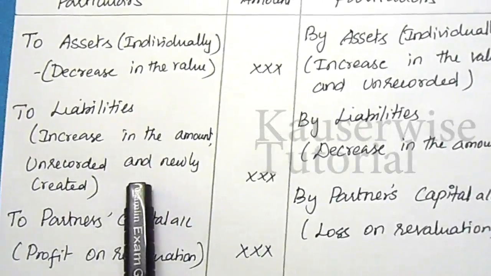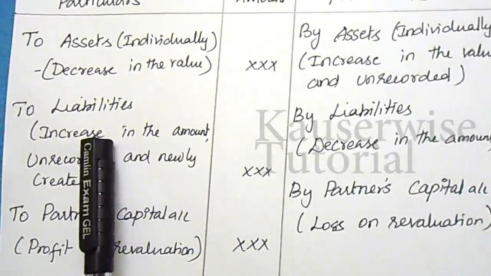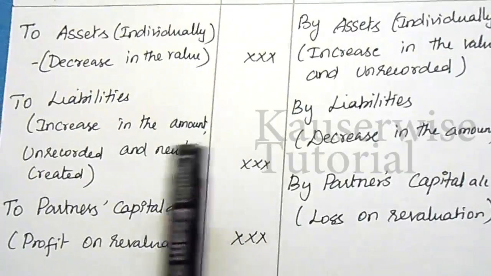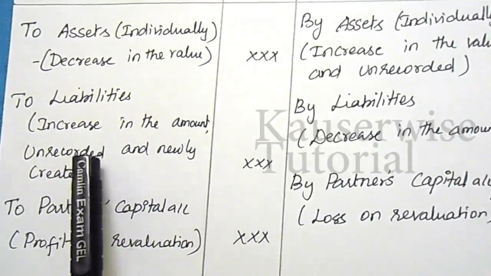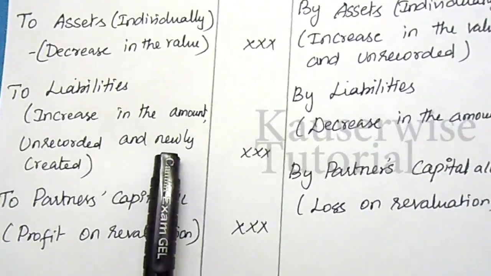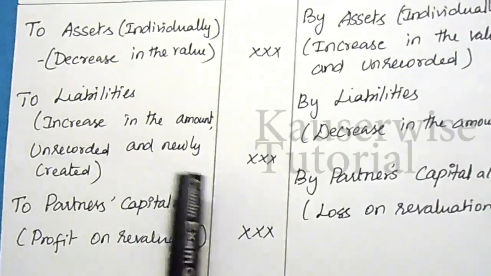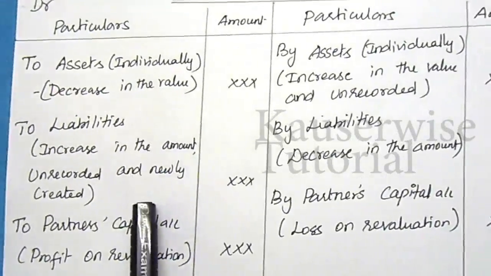For each and every liability, when the liability value increases, you have to write separately. When an unrecorded liability is now being recorded, that will also be written under the debit side separately. And if there is any new liability created, that will also be shown under the debit side of the revaluation account separately. So these are the loss items.